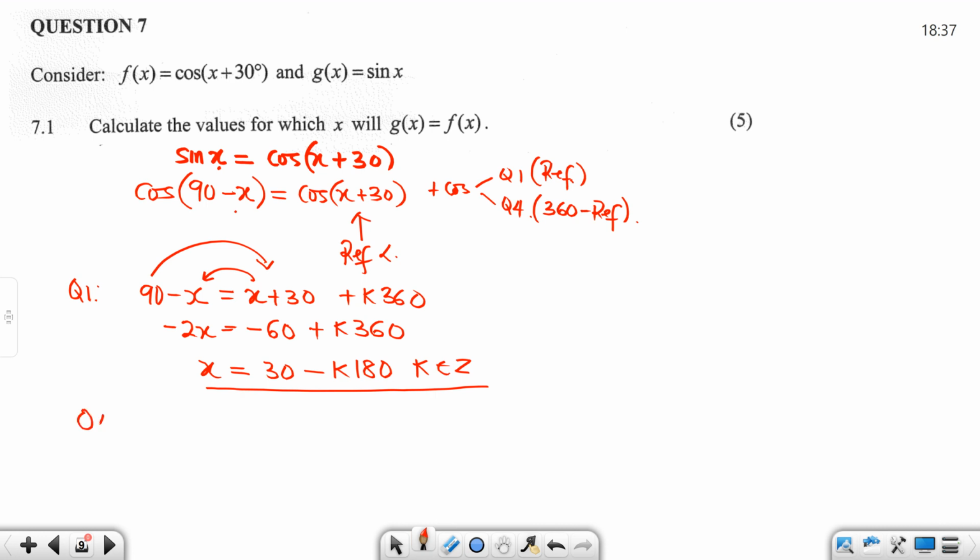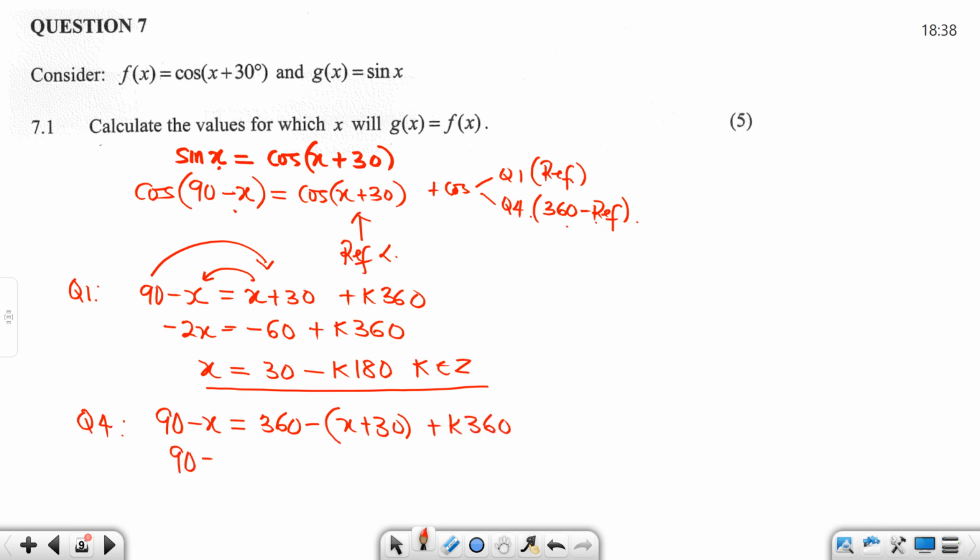What about Q4? What's our Q4? 360 minus the reference angle. You know where we got that from? From our normal reduction formulas. But what are we solving for? 90 minus x equals 360 minus the reference angle. Remember the bracket. X plus 30 plus k 360.